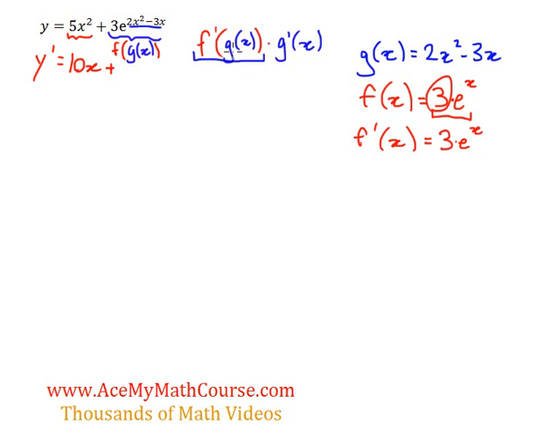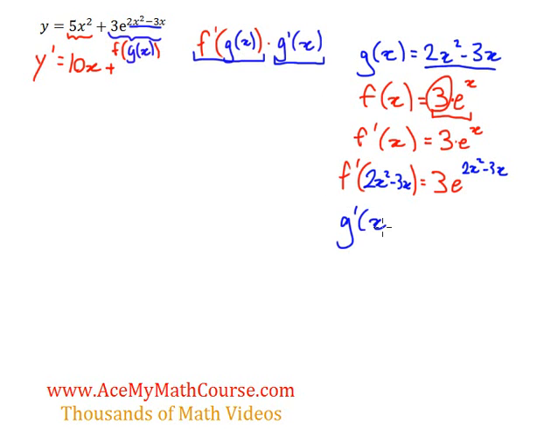Great. Now, of course, we want f prime of g of x. So we're going to replace the x for 2x squared minus 3x. Fantastic. So far, not much has really changed, but we also need to multiply everything by g prime of x.